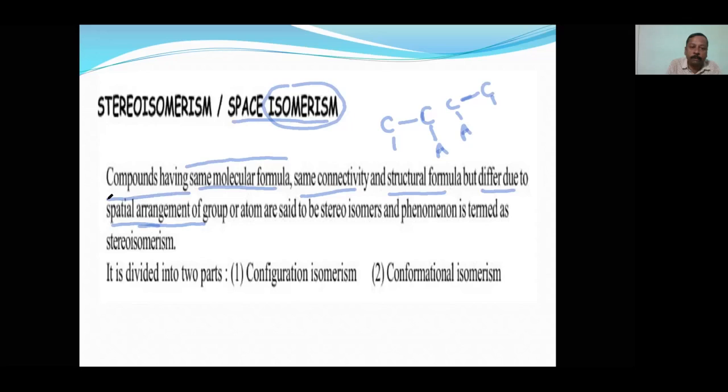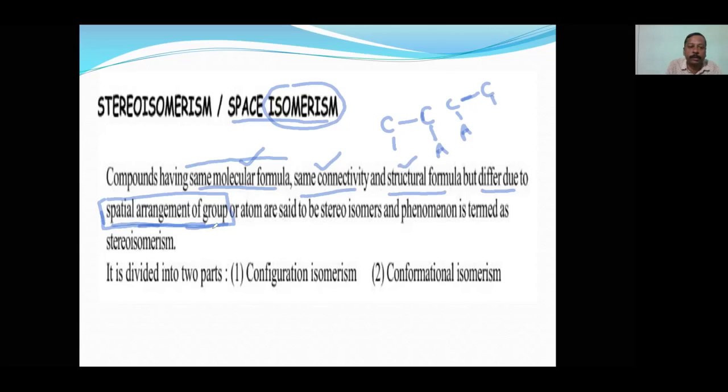Like if the functional group is different, we call it a functional isomer. If the location of the multiple bond is different, then it is positional isomerism. So all three conditions should be satisfied: the molecular formula should be the same, it should be connected on the same carbon, and the structural formula must also be the same. Okay, so that it should not be counted as structural isomerism.